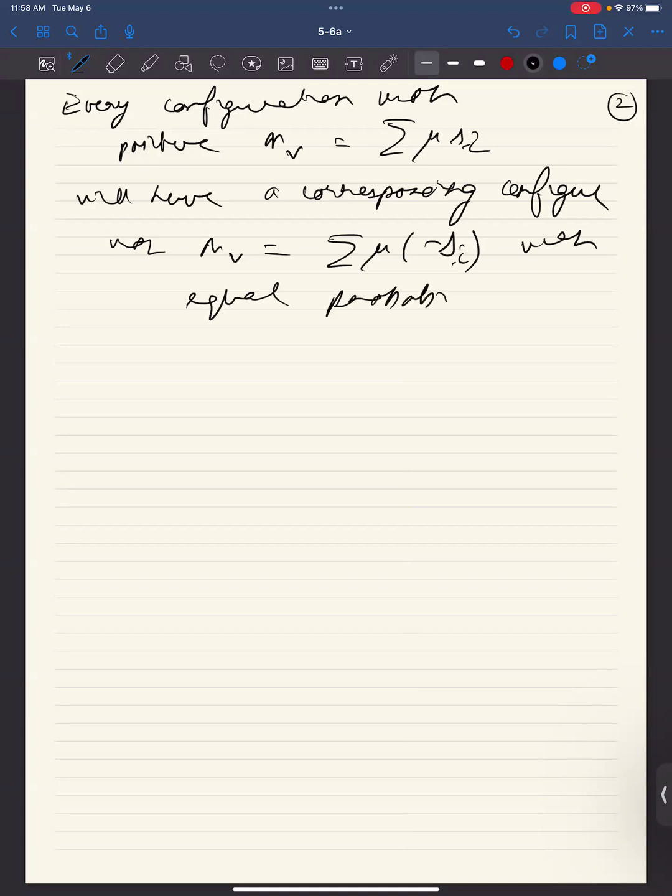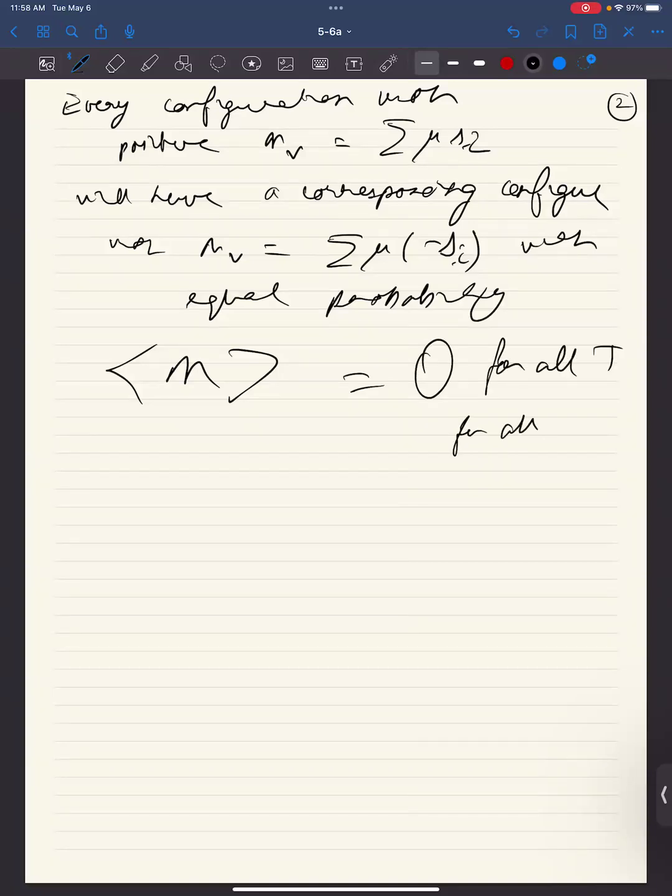This is sort of bad news. What does this mean about the average value of M? It should be 0 for all temperatures, for all Ising models. That's kind of a disaster. Does anyone see? First of all, do people see the puzzle? Why did this happen?